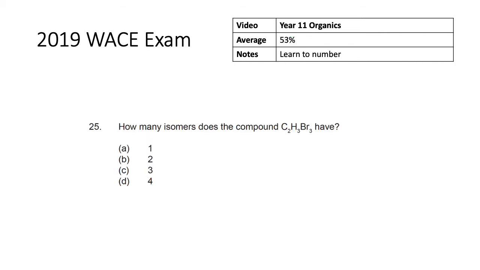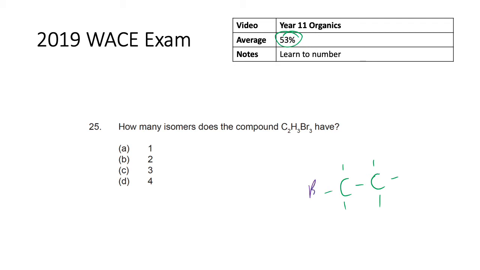How many isomers does the compound C2H3Br3 have? 53%. So that's not a lot. So it was a more difficult question. Let's think. C2 makes it nice and easy. You've got 1, 2, 3, 4, 5, 6 positions to fill with hydrogens and bromines.